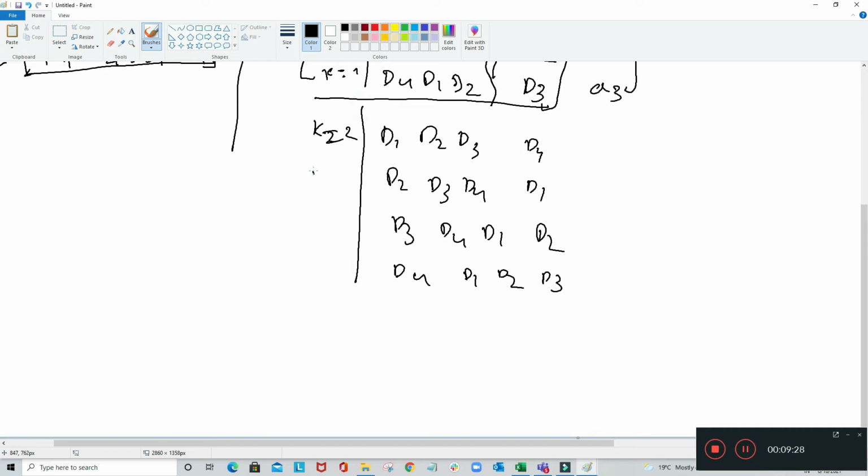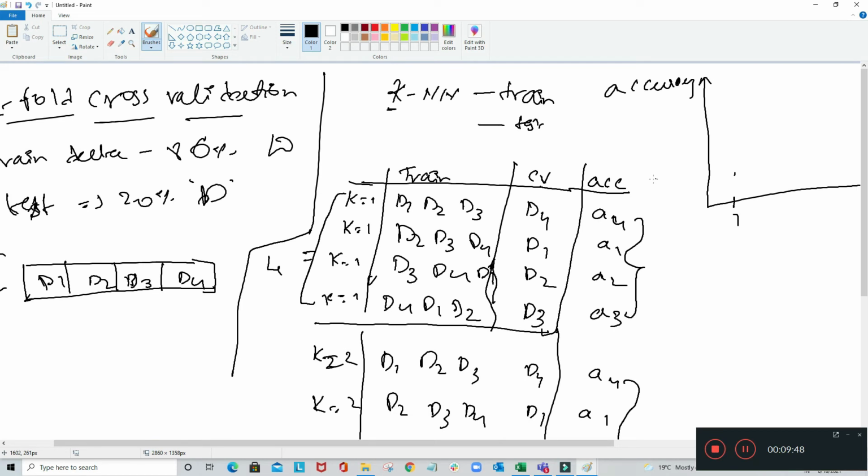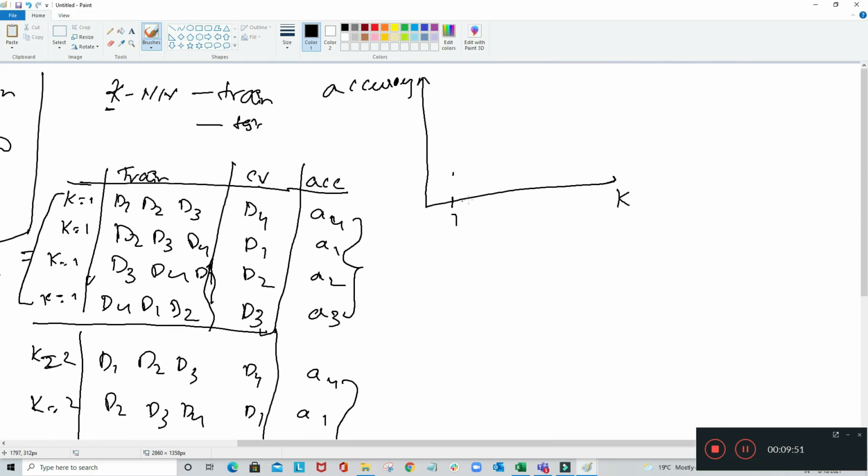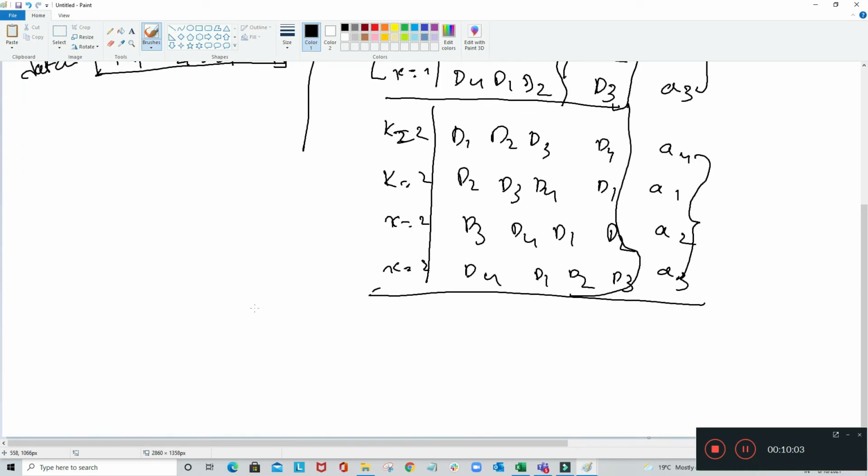So for k equals 2, that is two nearest neighbors, I'll again train my model and find these accuracies A4, A1, A2, A3. And I'll again find the mean. So essentially, for my k equals 2 nearest neighbors, I'll get one more accuracy. So I'll repeat this process for different values of k, probably till k equals 10.